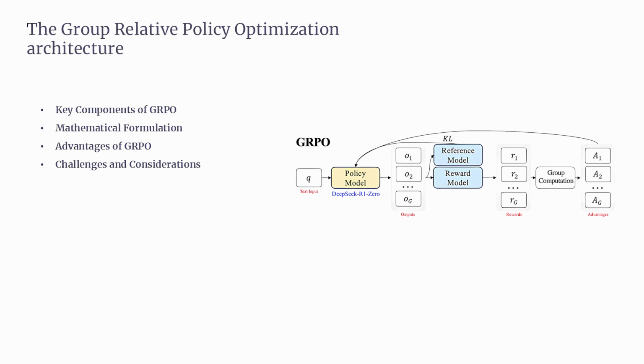In summary, GRPO optimizes large language models efficiently by leveraging group-based advantage estimation and eliminating the need for a value function, making it an excellent choice for complex reasoning tasks, especially when working with limited hardware resources.